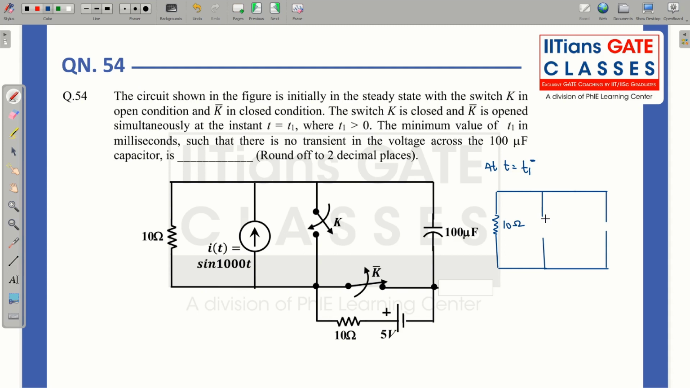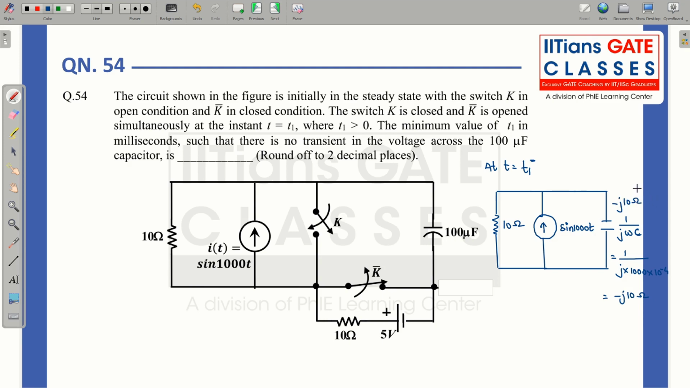This is 10 ohm. This is sine 1000t, and this is a 100 microfarad capacitor. So if I write the impedance, that will be 1 by j omega C. If I calculate this, it will be 1 into j into omega, which is 1000, and C is 100 microfarad, meaning 10 to the power minus 4 farad. So this will be minus j10 ohm.